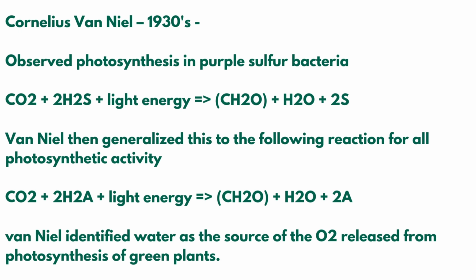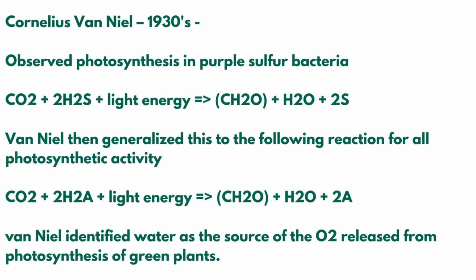In 1930s, Cornelius van Niel, a microbiologist, observed photosynthesis in purple sulfur bacteria. He observed that CO2 plus 2H2S plus light energy gave CH2O, a carbohydrate product, plus H2O plus 2S. Here, H2O is not the hydrogen donor, whereas H2S instead is the hydrogen donor and the oxidation product is sulfur or sulfate. So he demonstrated that photosynthesis is essentially a light dependent reaction in which a hydrogen from a suitable oxidizable compound reduces carbon dioxide to carbohydrates.